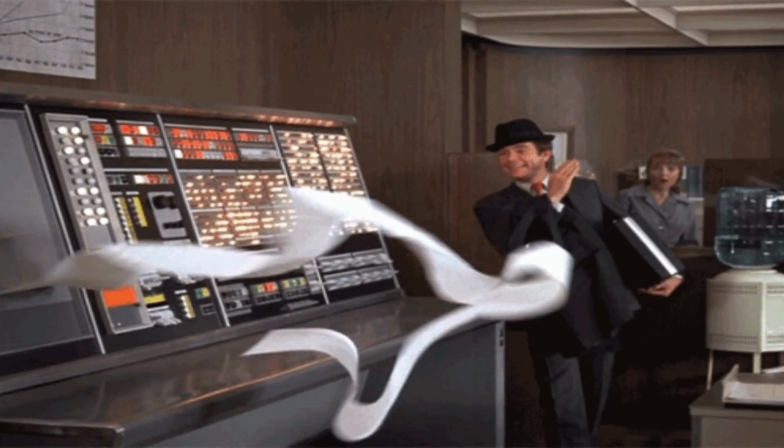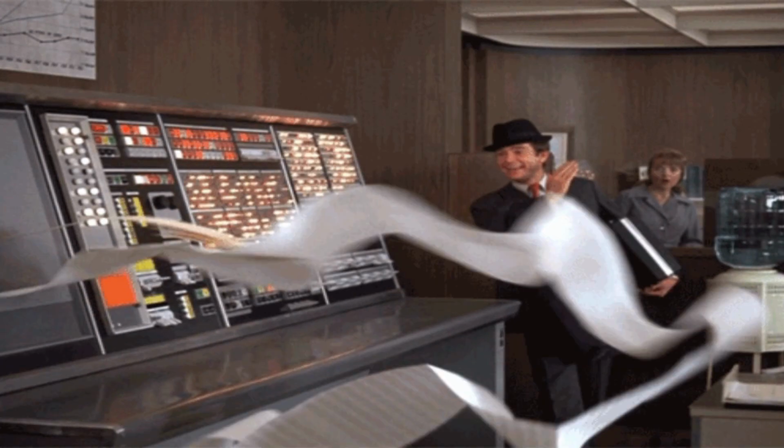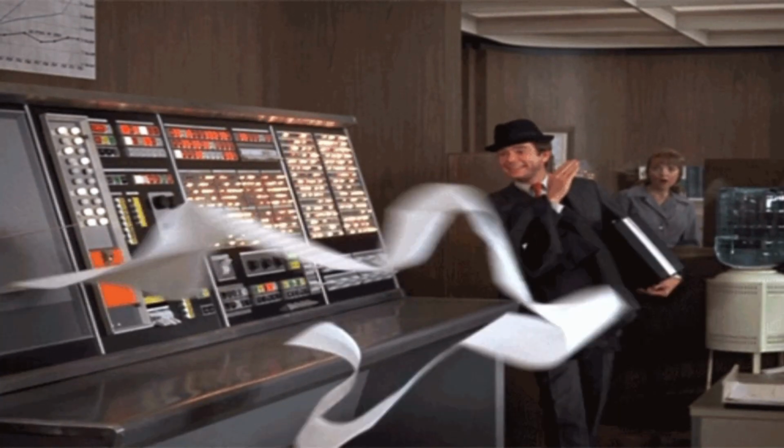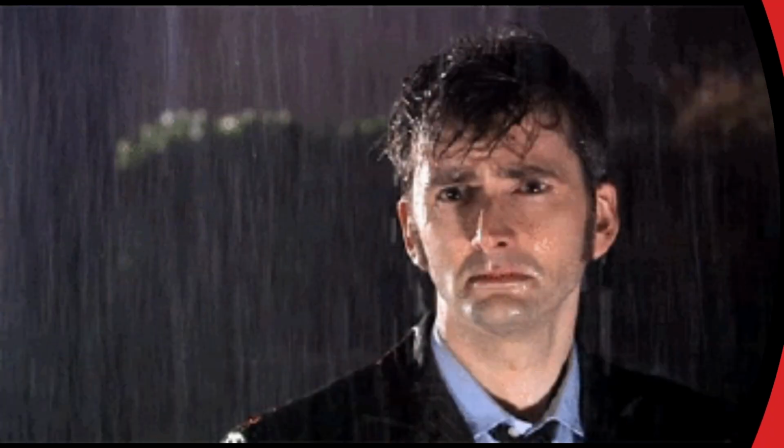Foil. A foil is a character that has opposite character traits from another, meant to help highlight or bring out another's positive or negative side. Many times, the antagonist is the foil for the protagonist.